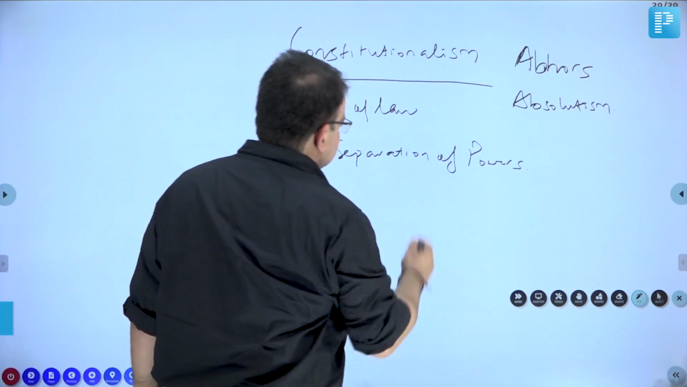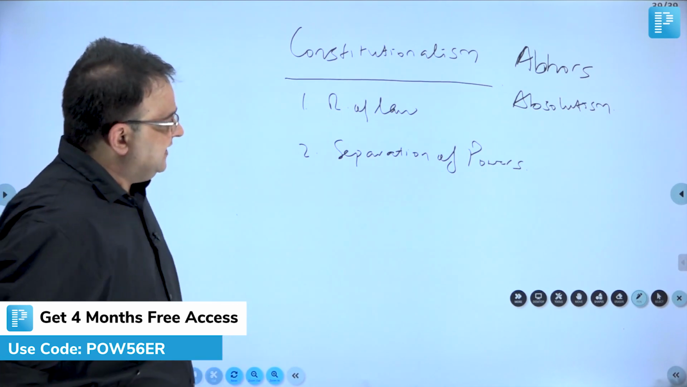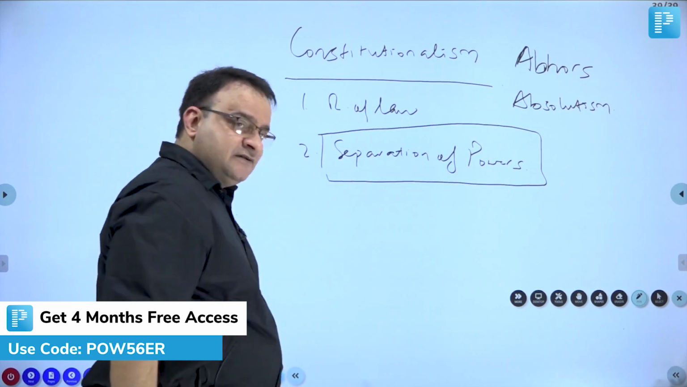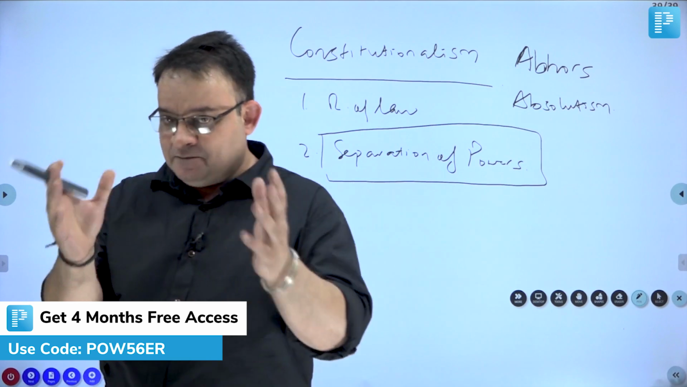The second aspect of constitutionalism: how government can be made less absolute, how government's power can be limited. This is called, and this is specifically mentioned in your syllabus also, separation of powers. The idea is we don't want the government to be absolute. It should not have complete power.